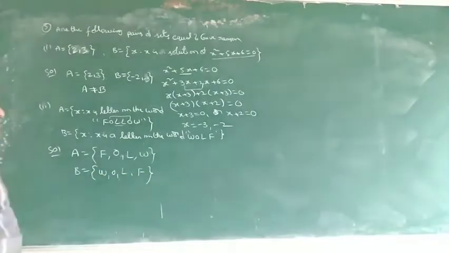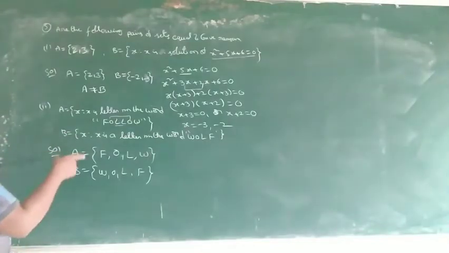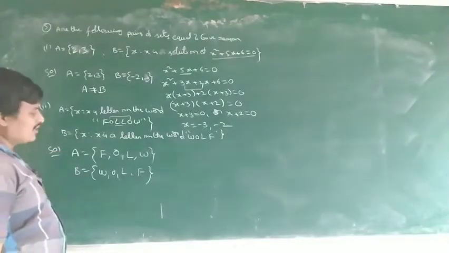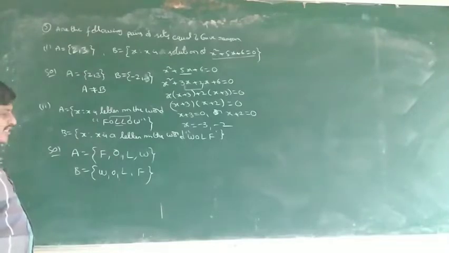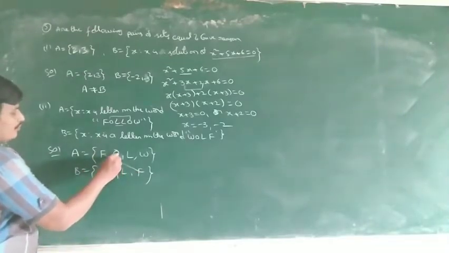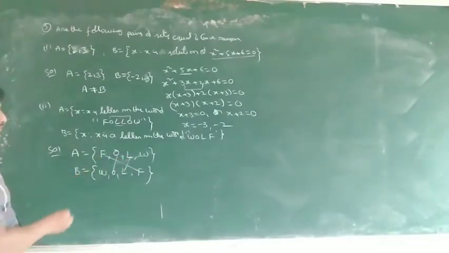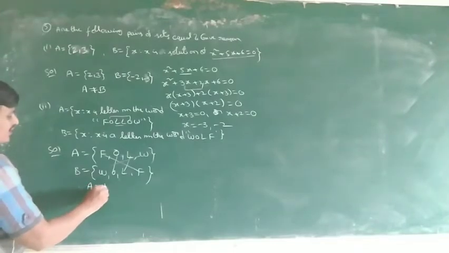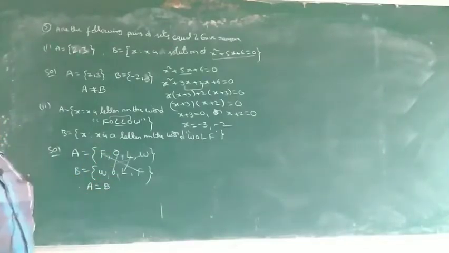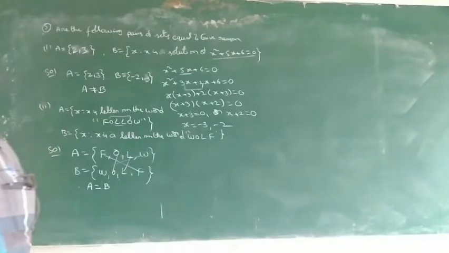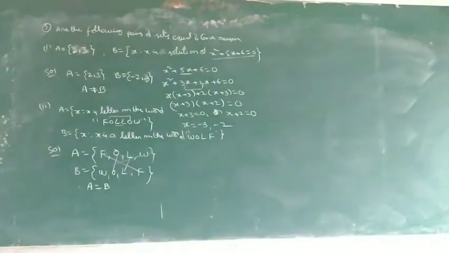How many letters are there in A? A has 4 letters and B has 4 letters. Are the letters equal or different? Equal letters: F, O, L, W. Therefore A is equal to B. So A and B are equal sets. This is the fifth question problem.